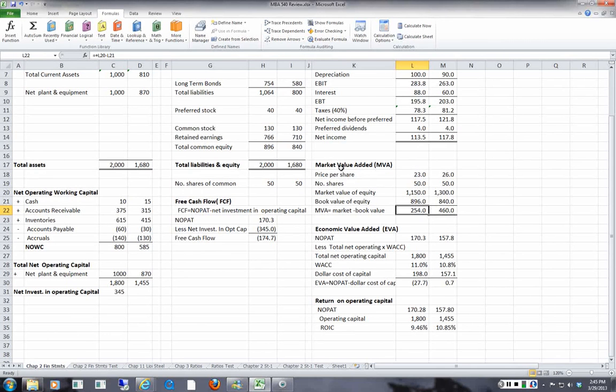These, economic value added (EVA) and market value added (MVA), are very important, and so are NOPAT and free cash flow. Those are new concepts which we're going to talk more about, and they're very important in how business is evaluated and how we're going forward.